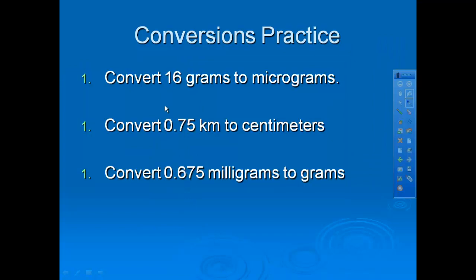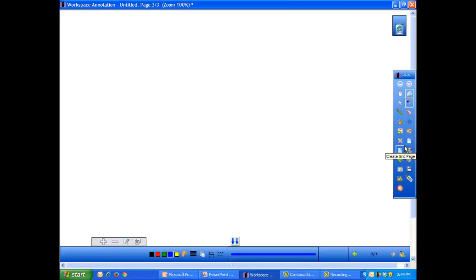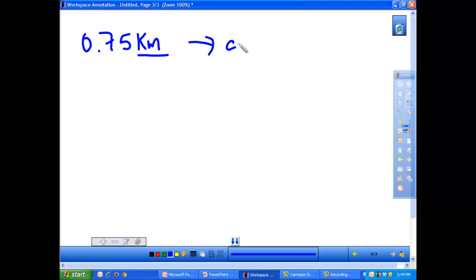So let's go back to the other slide. Convert 0.75 kilometers to centimeters. Now again, when I'm going from a very large number, so kilo means 1,000, to a very small number, centi, I like to convert kilometers to meters first and then go from meters to centimeters. That helps my brain a little bit, but if you guys can just do the straight conversion from kilometers to centimeters, then by all means do it. But I'm going to take the long road here.